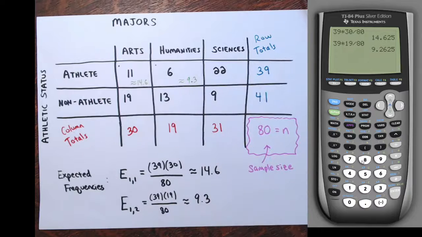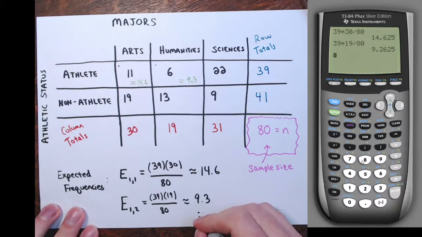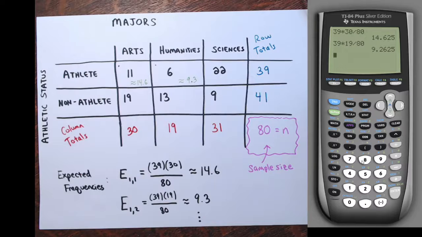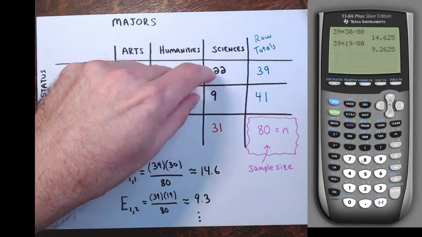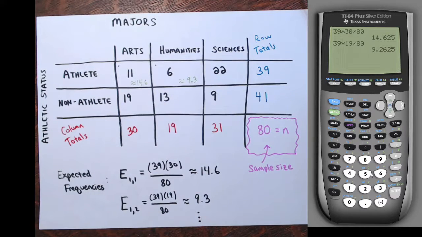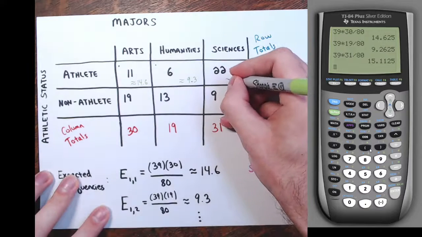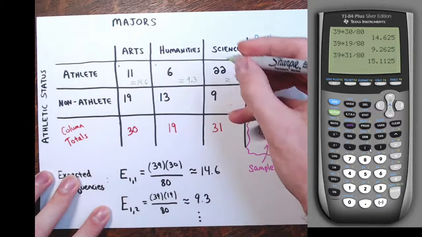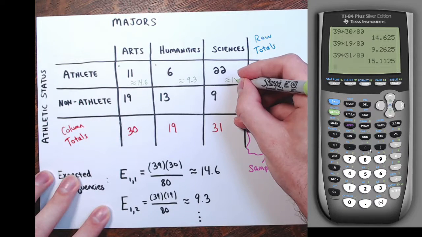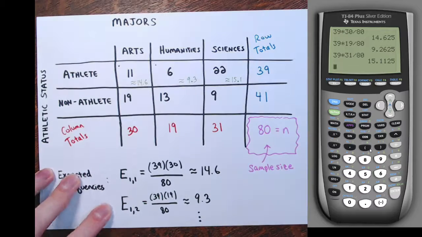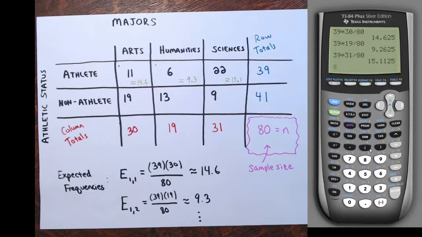Now I'll just keep going. I'll just do them. For this first row, third column, I'd be 39 times 31 divided by 80. Right? So I'm just changing now the 19 to a 31. So that's about 15.1, the expected number of science majors who are athletes, out of a group of 80, based on this observation table. Then the non-athletes who are art majors.